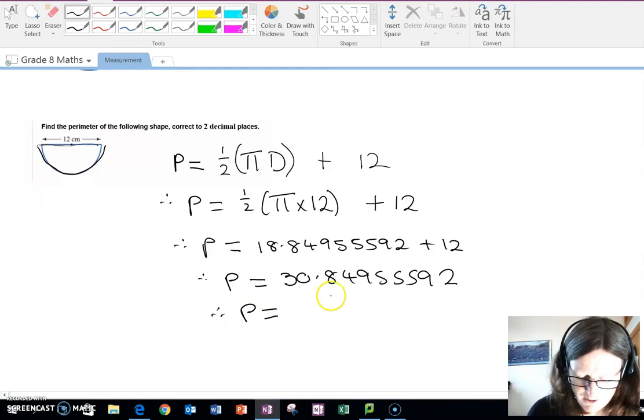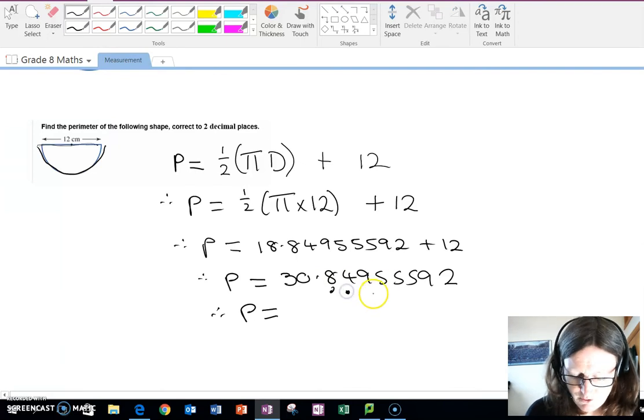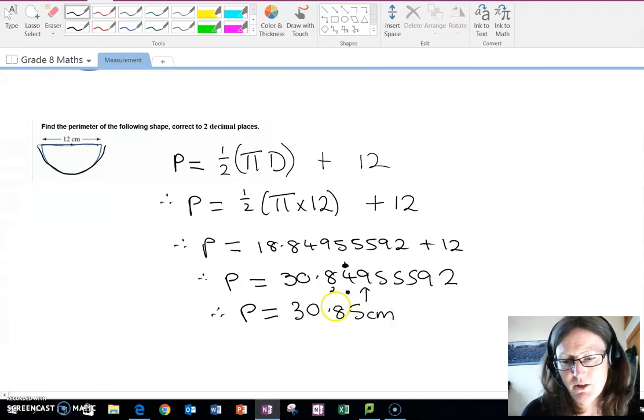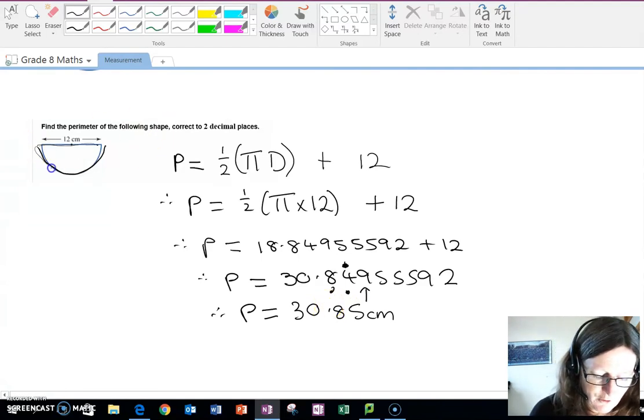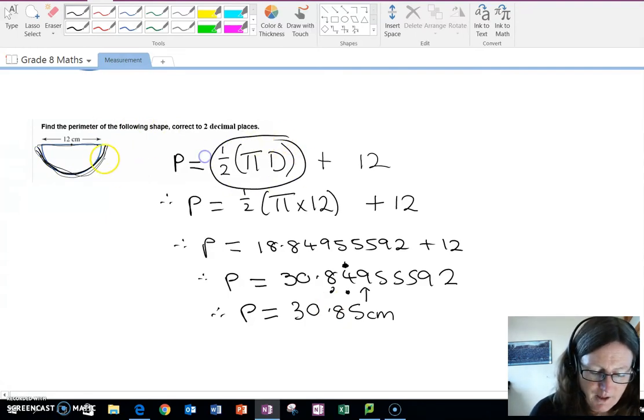So to 2 decimal places, we go 1, 2. Let's look at the one immediately after that, the 3rd decimal place. It's a 9, 9 being greater than 5, which rounds this one up 1 to a 5. So it's 30.85 centimetres for the perimeter of this shape. So just going over it again quickly at the end, for the perimeter of this shape we find the curved bit, which is half a circle, and then we add the 12 across the top.